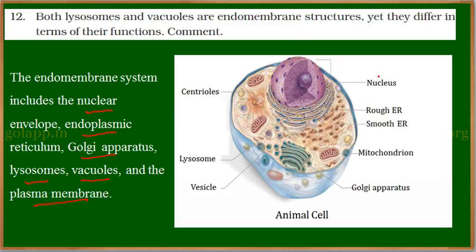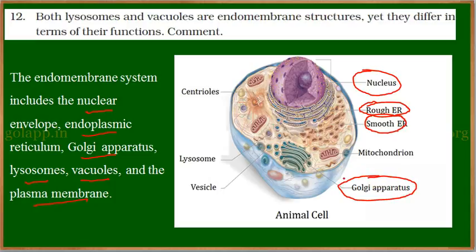If you see in the image, this is the nucleus, and below the nucleus is the rough endoplasmic reticulum, and then it is continued by the smooth endoplasmic reticulum. Next to the smooth endoplasmic reticulum we have the Golgi apparatus, and the Golgi apparatus gives rise to lysosomes and vacuoles. So all these structures together form the endomembrane system. That means the lysosome and vacuole structures are similar, but these cell organelles perform different functions.